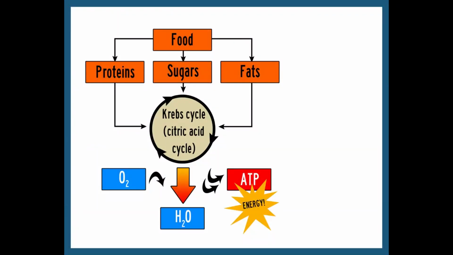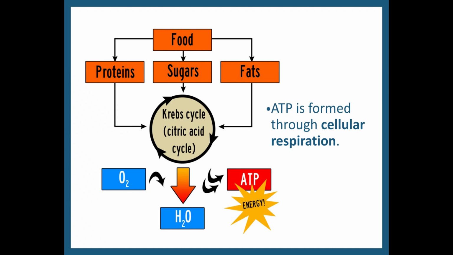So now let's talk about how ATP gets made. Essentially, ATP gets made through turning the sugars that you consume, specifically glucose, into an ATP molecule. And this process of turning glucose into ATP is done through cellular respiration. So ATP is formed through cellular respiration.